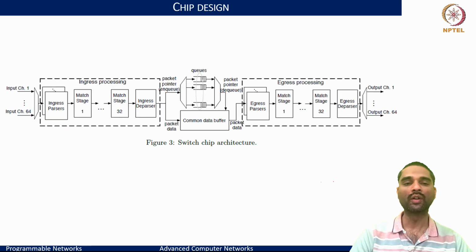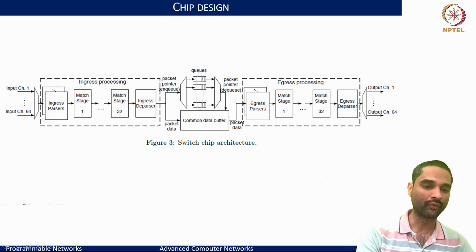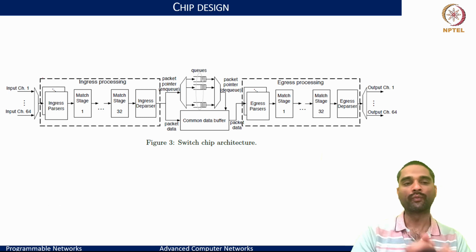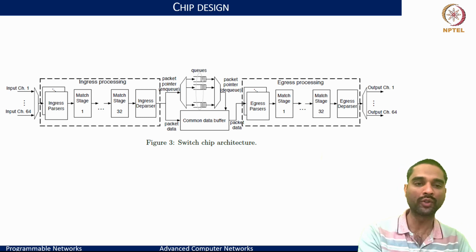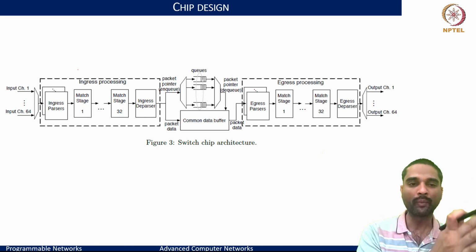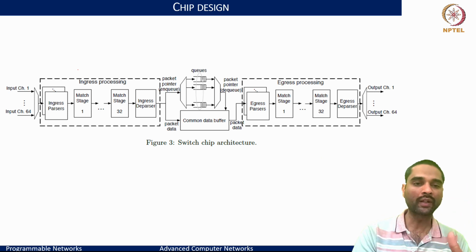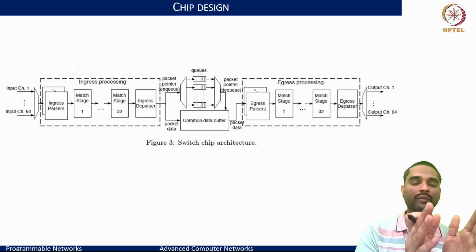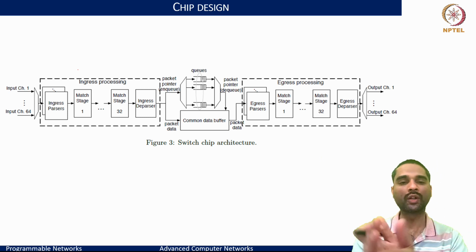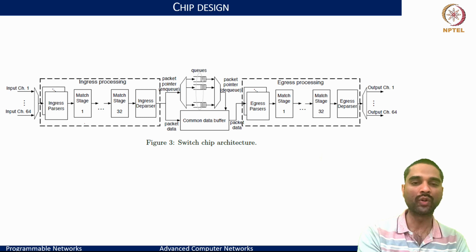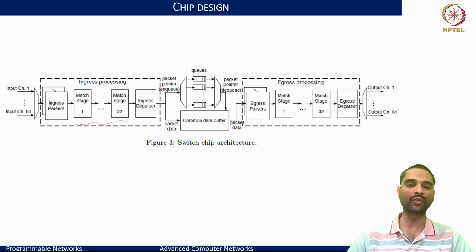having the match action tables in pipelines, the design looks like this, where you have a bunch of input channels on which the packets would arrive, and as the packets arrive, they go through the ingress parser where all the packet headers are being extracted, and we have the packet header vector that is being set up, and then you start doing the ingress processing. As the packets arrive, you start doing multiple stages, the match stage 1, match stage 2, and likewise up to 32 match stages through which the packets would be processed.